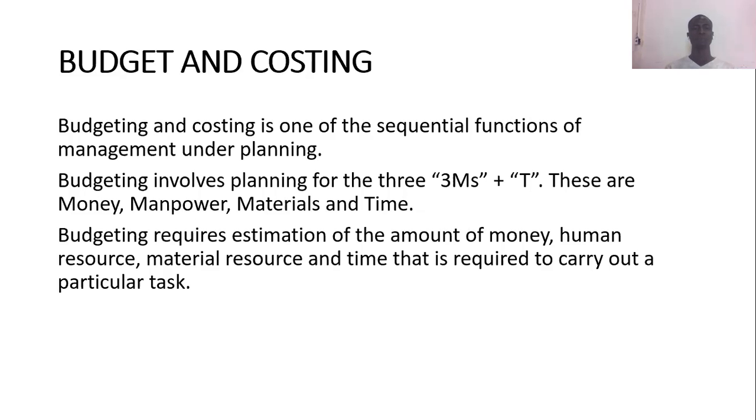So money. How much money do you have at the facility? How much money have you received? It's important when it comes to planning. Manpower: the manpower you have at the facility is very important for planning. The materials you have at the facility are also important for planning. Time is a very essential component. Budgeting requires estimating the amount of money, human resource, material resource, and time that is required to carry out a particular task. So it's important.